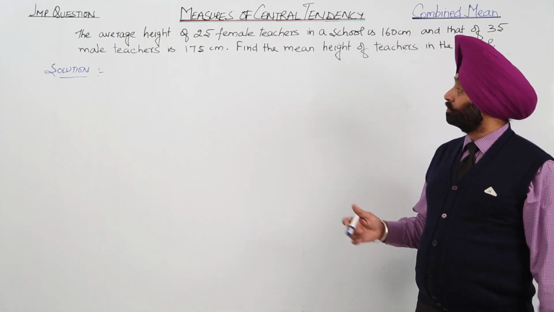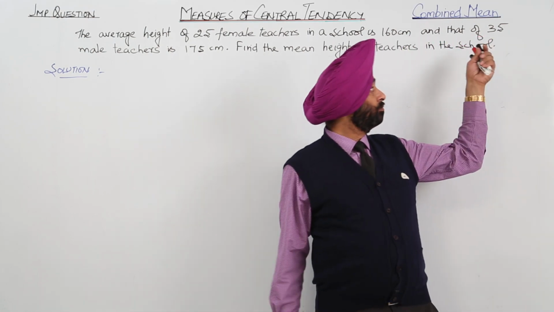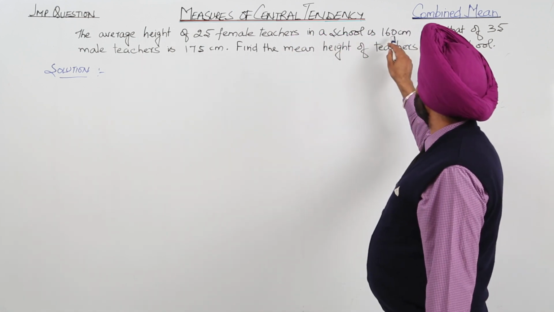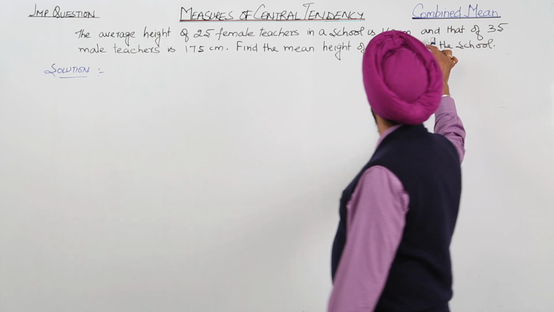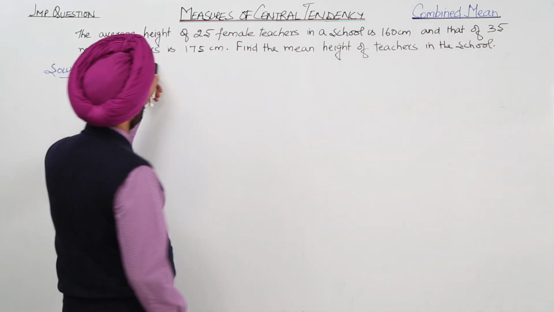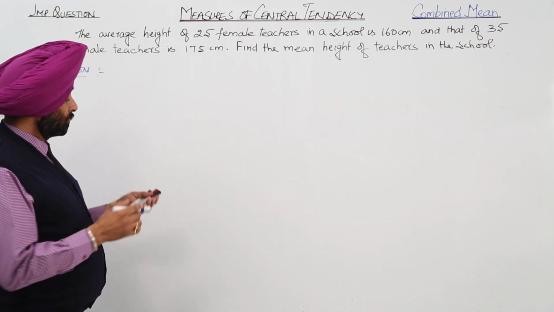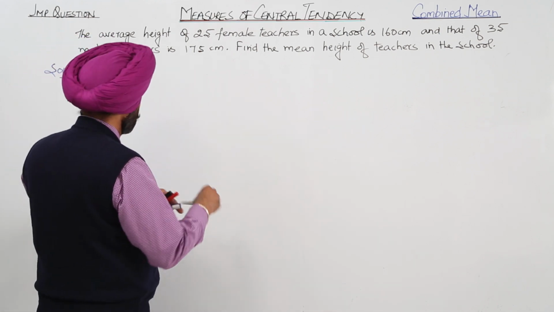Now, a question based on combined mean. The average height of 25 female teachers in a school is 160 centimeter and that of 35 male teachers is 175 centimeter. Find the mean height of the teachers in the school. Now, a very simple question.